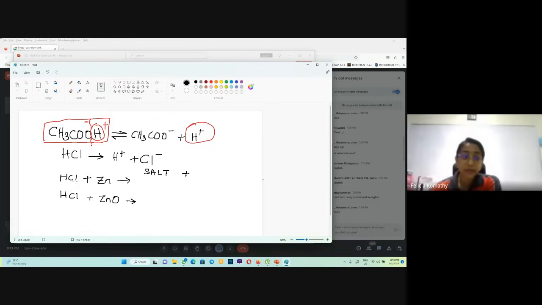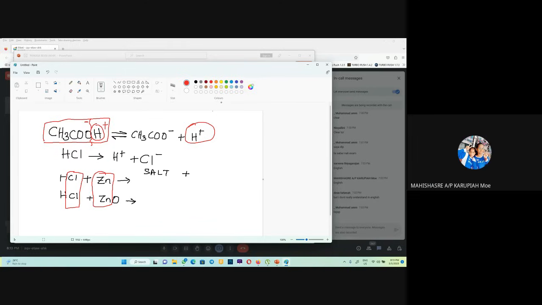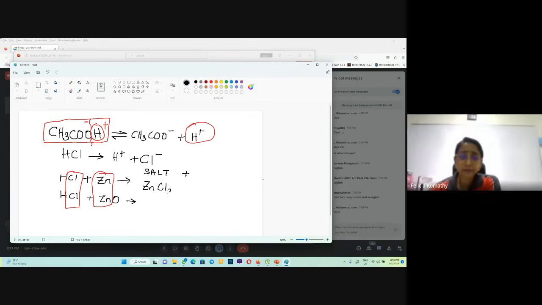Like now, you can see the salt is always formed from the metal and the negative ion from the acid. So you have to combine the metal and the negative ion from the acid. So metal and the negative ion, you react. The salt formed will be zinc chloride.